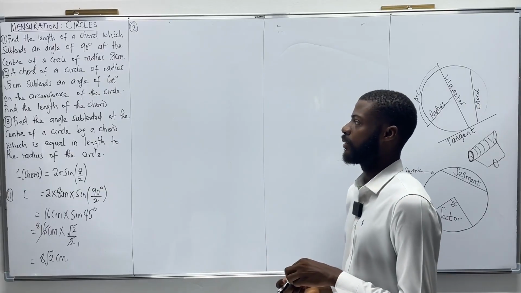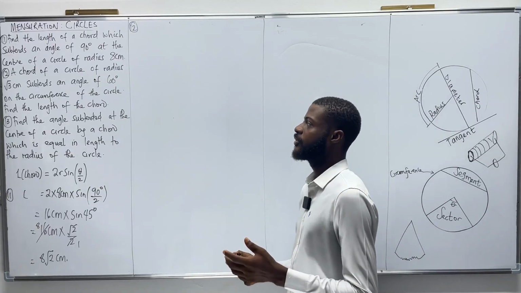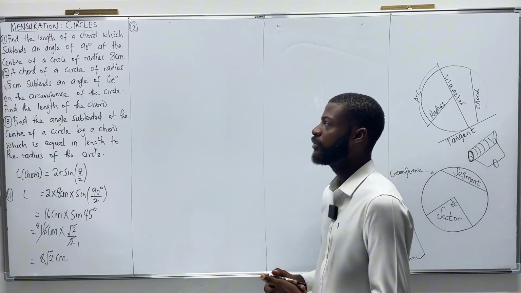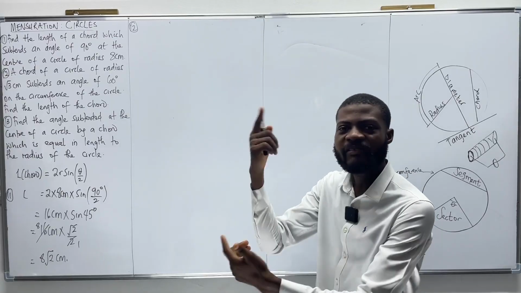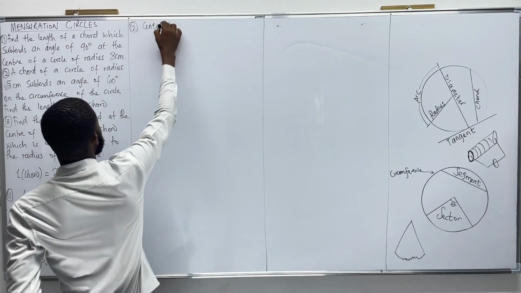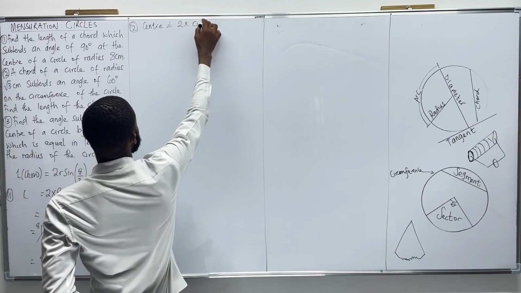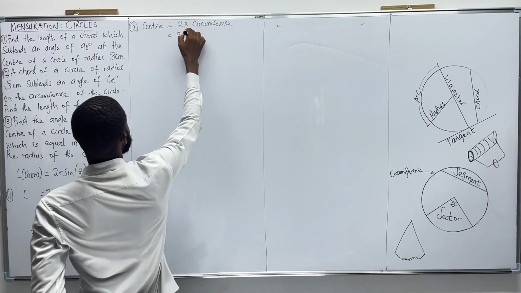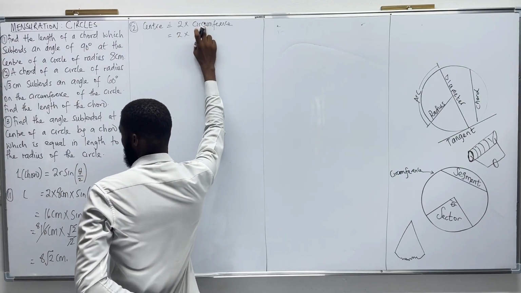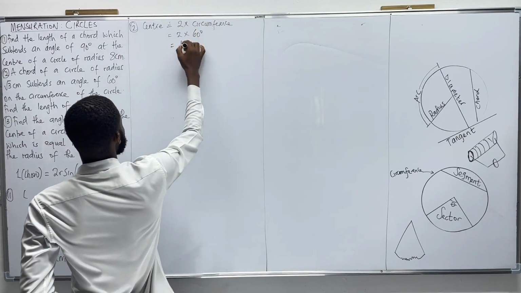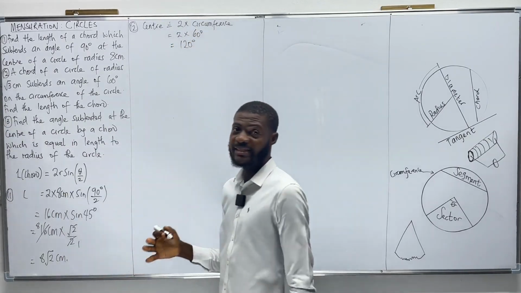A chord of a circle of radius 3 cm subtends an angle of 60 degrees on the circumference of the circle. Find the length of the chord. Remember I told you, if you hear circumference, go and find the one that's at the center, because we always use the one at the center. So the one at the center is 2 times the circumference one. The angle we have is 60, so this will be 120 degrees. So that's the angle at the center.